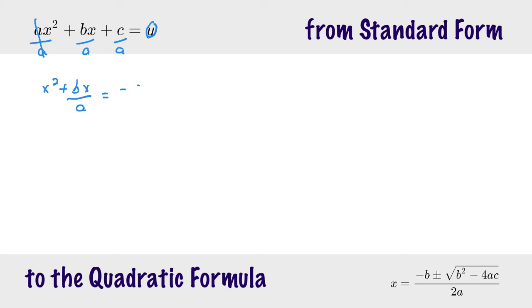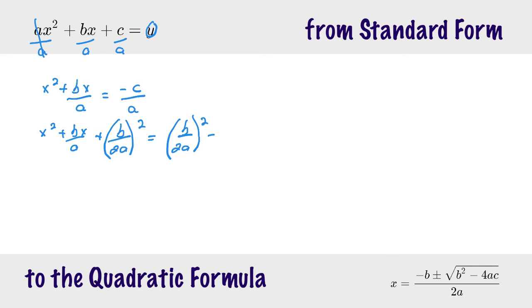I'm going to put c over a on the right-hand side where it becomes negative. To complete the square, I take half of the second term, square it, and then add it. So b over a becomes b over 2a. I'm going to square it. What I do to one side, I must do to the other. So I'm going to add b over 2a squared to both sides.